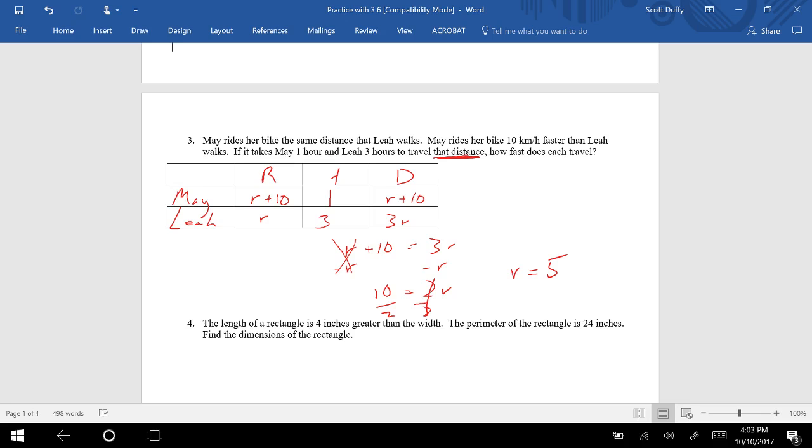So Leah is going 5 kilometers per hour, and then May is going 10 more than that. So May is going 15 kilometers per hour.